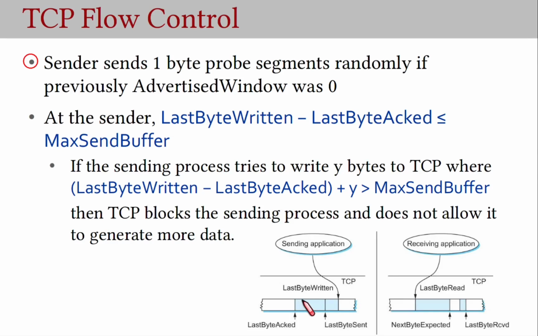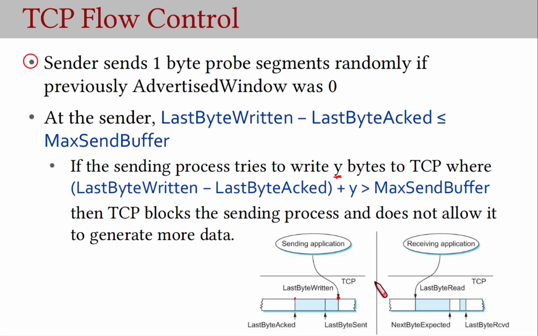Another thing to note is that on the sender side, the difference between last byte written and last byte ack cannot exceed the sending buffer size, and therefore if the sender tries to write y bytes, and if doing so would exceed the sending buffer size, then TCP would block the sending process, right? And so that's all about the flow control.